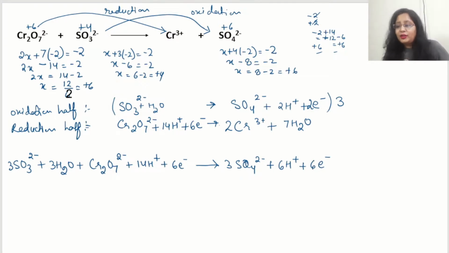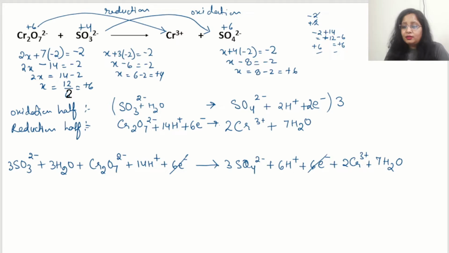Clear? After that write the reduction half right hand side. Plus 2Cr3 plus, 7H2O. This is the whole reaction. Now let's see how much things are cancelling. This and this is cancelled clearly.